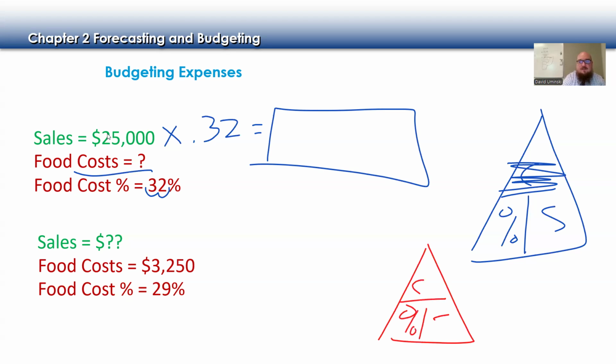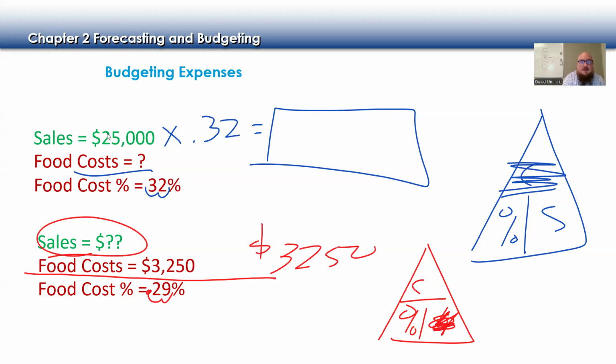Cost, percent, sales. I recommend that you go ahead and draw your triangle each time until you get the hang of it. And so in this case, we're looking for sales. So we cover up sales. And what's left over is our cost divided by our percentage. Move that decimal place over. So 3250 divided by 0.29. And that will give us our final answer.